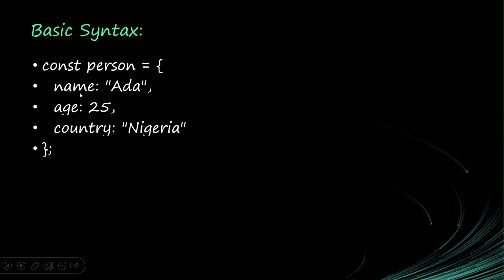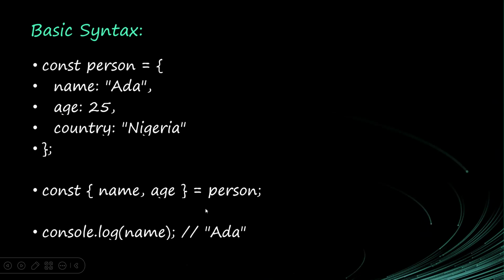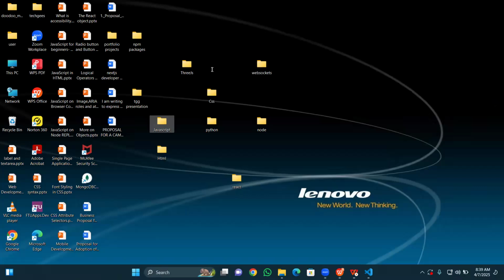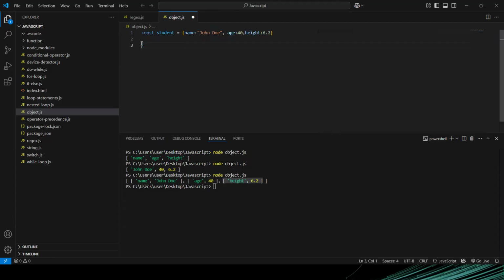So look at this. We have this person object. This person object has key-value pairs: name, age, and country. This is how we do object destructuring. I think I will explain this better with code. Now look at it. I have this student object with name, age, and height. If I want to do object destructuring, this is what I would do. I would do const, then empty curly braces like this, and I will say equal to student.